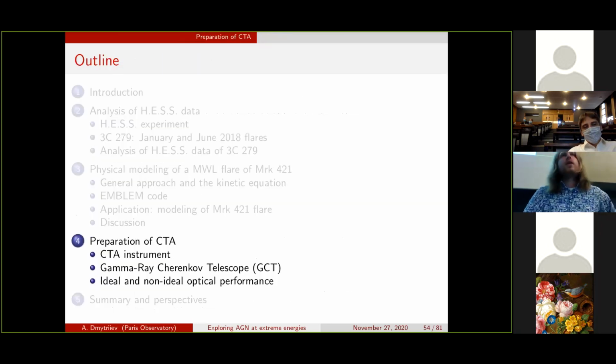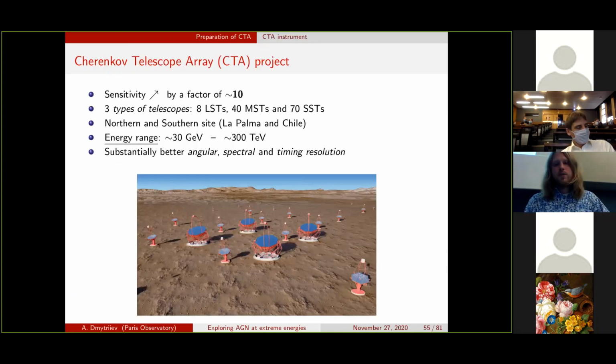So now I am very eager to apply my code to CTA data, but we don't have CTA data yet. That's the problem. So I decided to get involved in CTA as early as possible and contribute to its preparation. And so my work was dedicated to the gamma ray Cherenkov telescope. I will discuss it very soon.